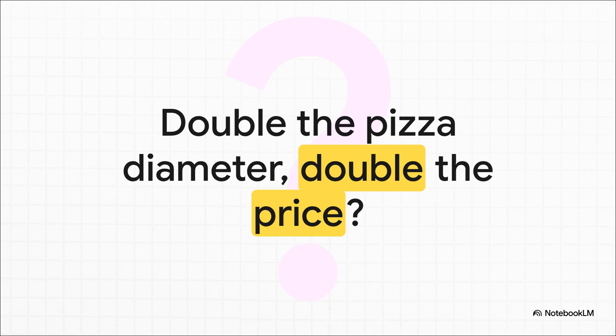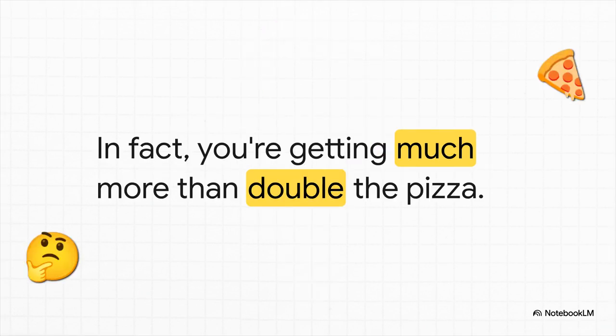Imagine you see an 8-inch pizza and a 16-inch pizza. The 16-inch one has double the diameter, so you should pay double the price, right? I mean, it seems perfectly logical, but this is exactly where our brain falls into a very common trap. Yeah, it's not even close. You're actually getting way more than double the pizza, and today, we're going to figure out exactly why that is. So let's dive right in.